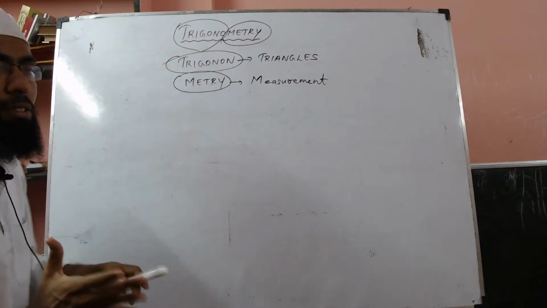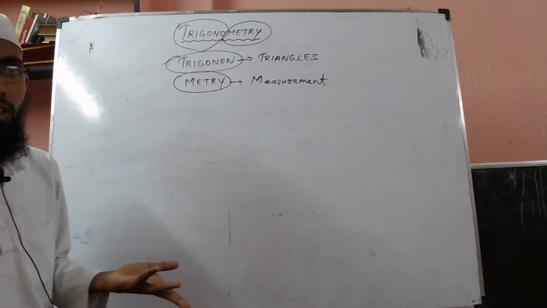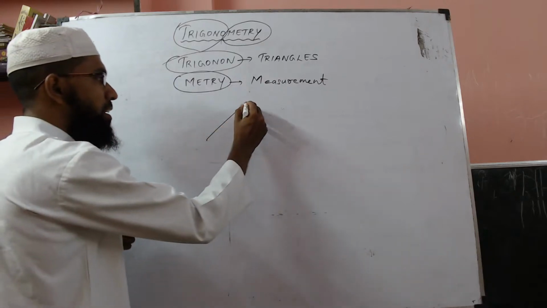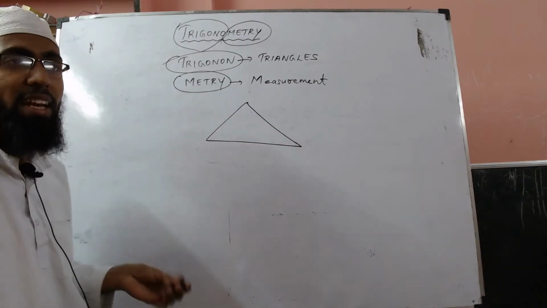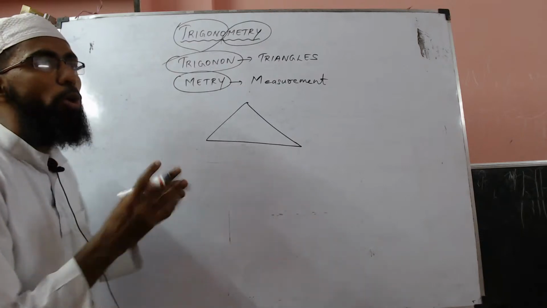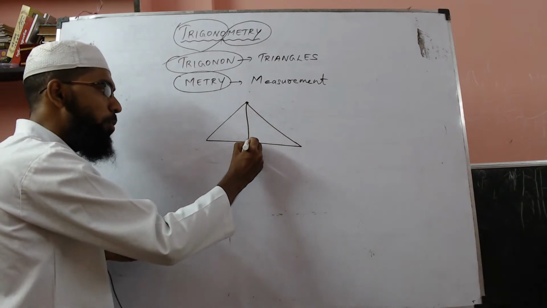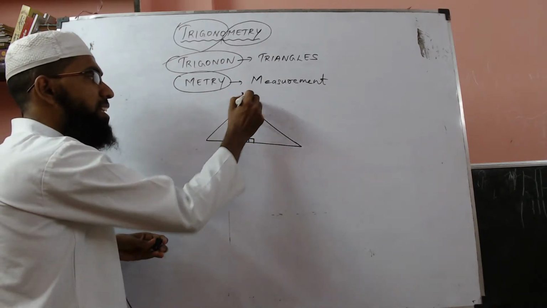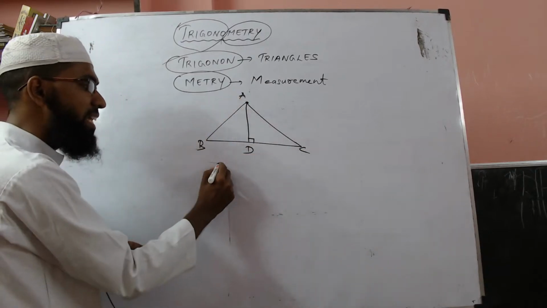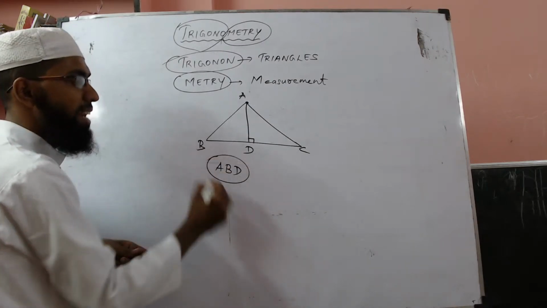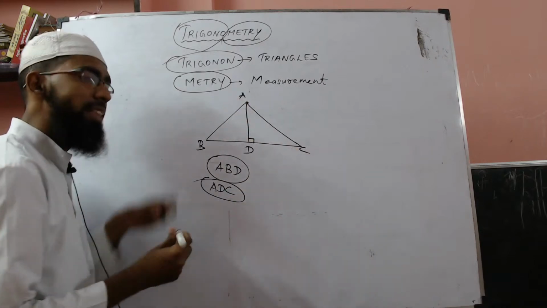Why? Because if we study the properties and characteristics of the right angle triangle, we can easily study the other triangles. For example, take an equilateral triangle or any triangle. It is not a right angle triangle, but it can be split into two. If I draw a perpendicular line from one vertex to the opposite side, ABC is split into ABD, which is a right angle triangle, and ADC, which is another right angle triangle.